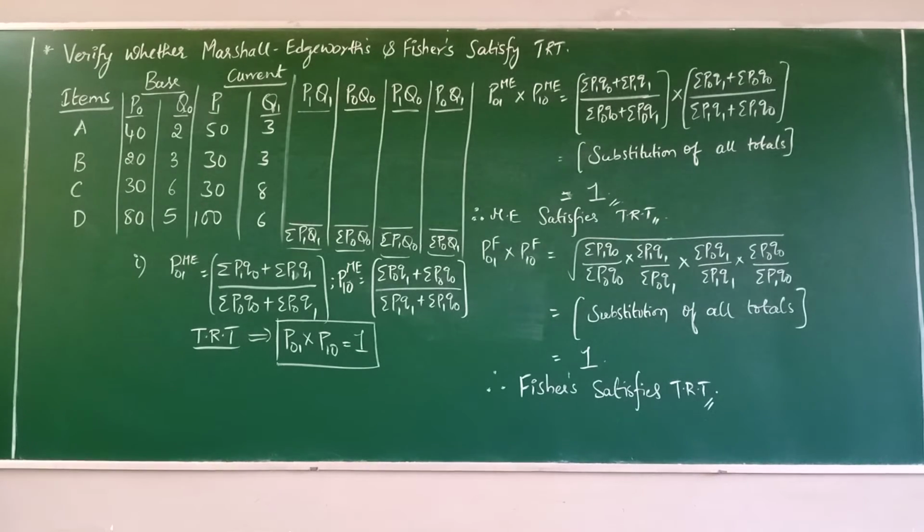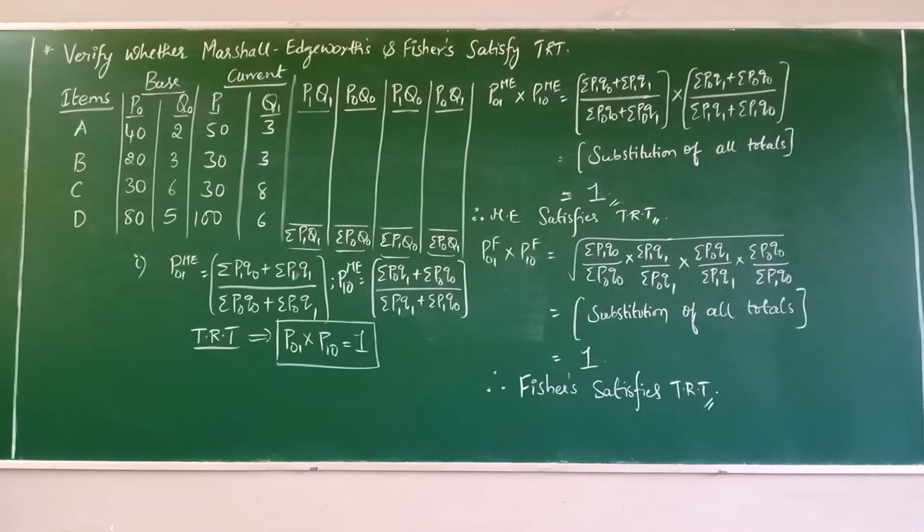you know that expenditure is nothing but price into quantity. At the same time, value is nothing but price into quantity, right? So if expenditure or values are given, how we have to calculate, we saw yesterday. Now today I would like to discuss how to verify Marshall-Edgeworth's and Fisher's satisfying TRT as well as FRT.